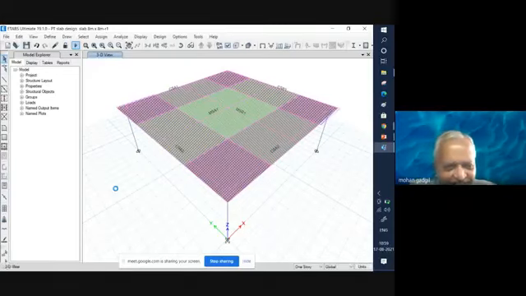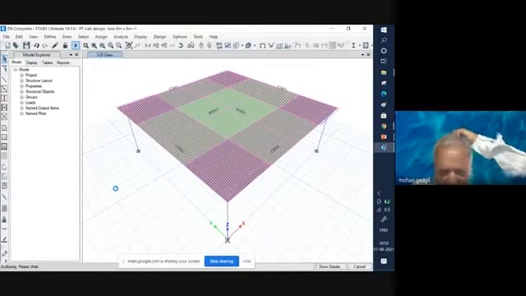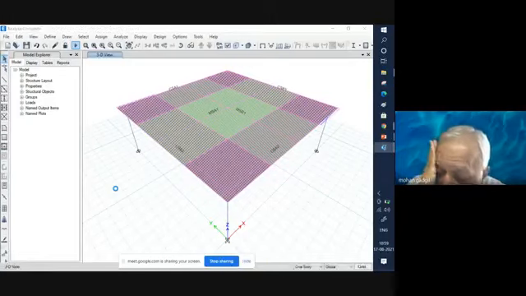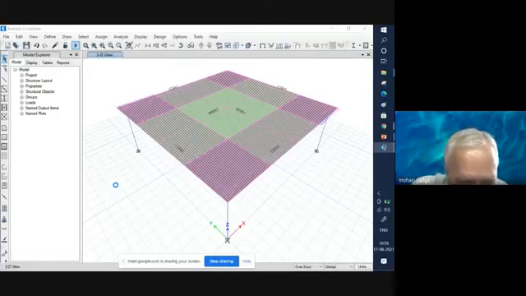Okay, yeah. So I'm just executing the program again, getting the results and showing you the kind of data that is available in the output.